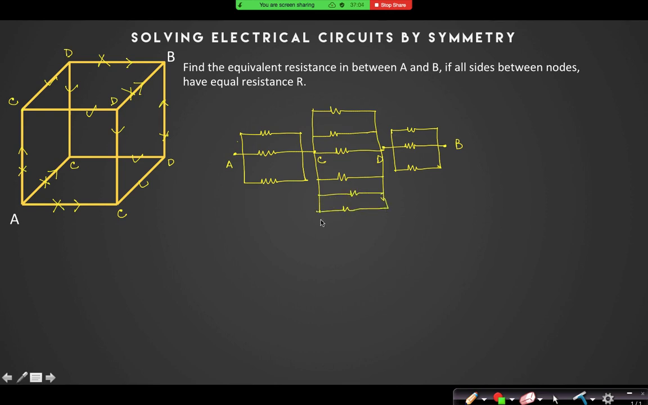Right? So now we can find the equivalent resistance. It is R by 3 plus R by 3 plus R by 6, right? So it is 2R by 3 plus R by 6, so 4 plus 1, 5R by 6. That will be our equivalent.